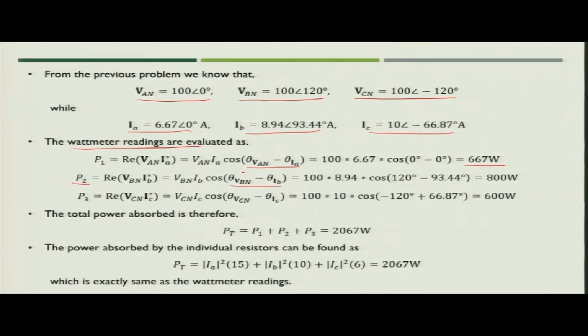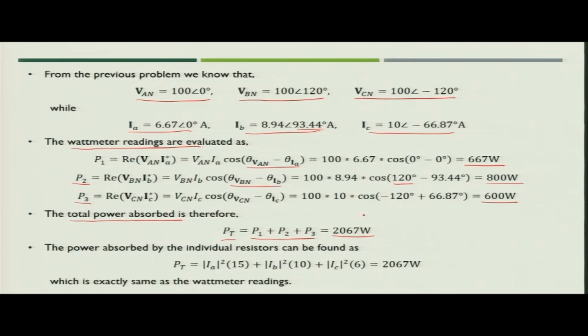So, now theta VBN will be 120, theta IB you have got 93.44 degree. So, the value of P2 you will get as 800 watt. Similarly, for P3 you just calculate the value of real of VCN into IC conjugate, which is nothing but VCN IC cos(theta VCN minus theta IC). If you put the value, you will get the value of P3 as 600 watt. Now, the total power absorbed by the load will be PT equal to P1 plus P2 plus P3. So, you get 2067 watt.